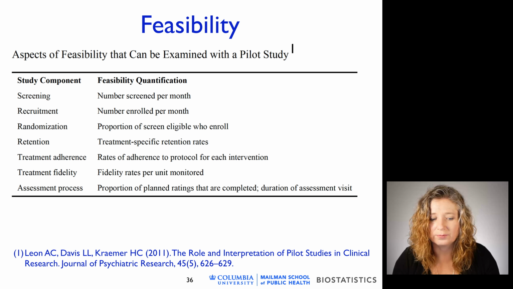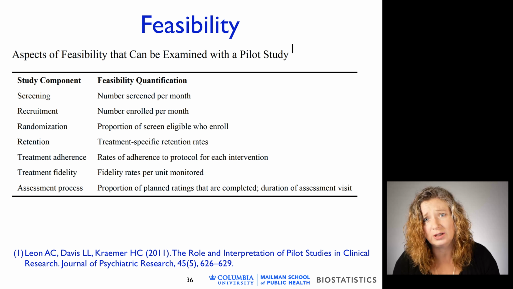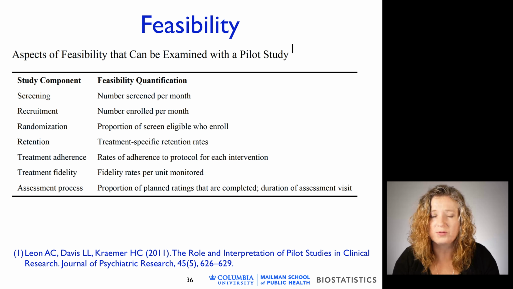Treatment fidelity. Assessment process. How many ratings which we planned did we actually do? Could we do all the ratings? Many times we have the idea that we want to ask subjects so many different questions, we want to measure so many different scales, that it's actually unfeasible for subjects to sit there and answer five hours of questionnaires. So how many of those ratings are completed?